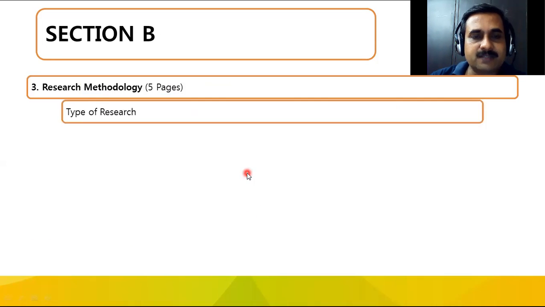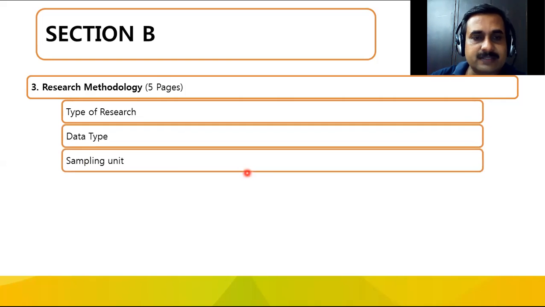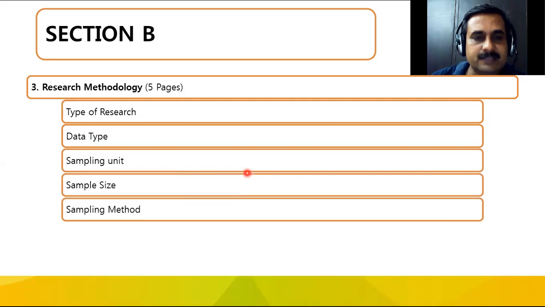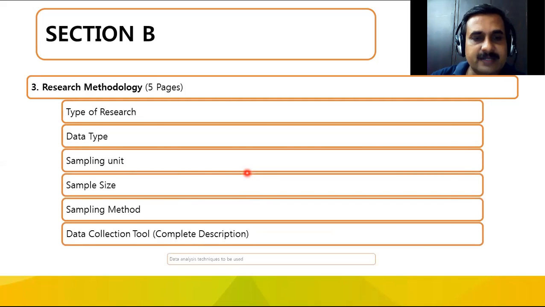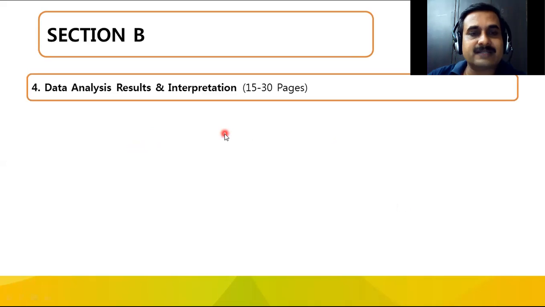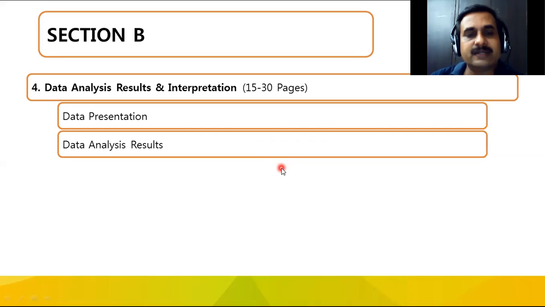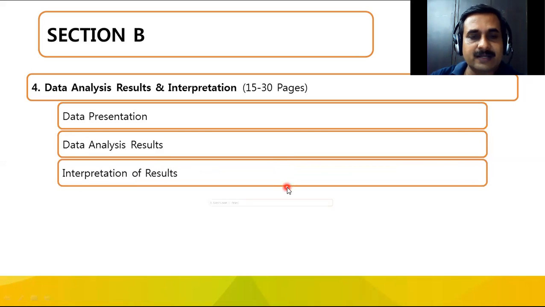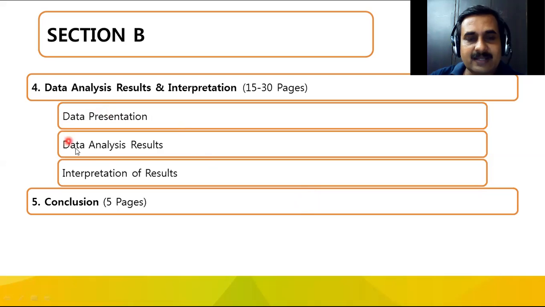After that, research methodology. This is going to be the most important part of your entire lecture series. Research methodology: types of research, data type, sampling unit, sample size, sampling method, then data collection tool, data analysis. Fourth part is data analysis and results and interpretation. In that, we are going to do data presentation, data analysis, result, and interpretation of the result. So entire data analysis is going to be handled under this. In the previous part, we are going to handle different research techniques and research methodology, and here we are going to handle the entire data analysis and different ways of doing it.